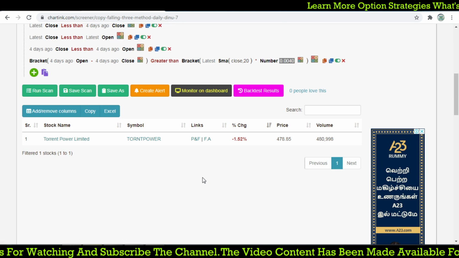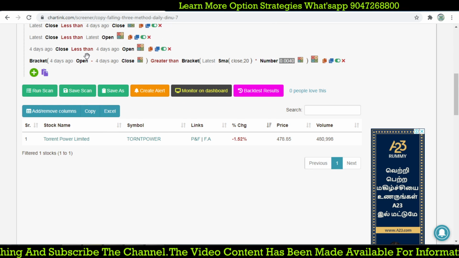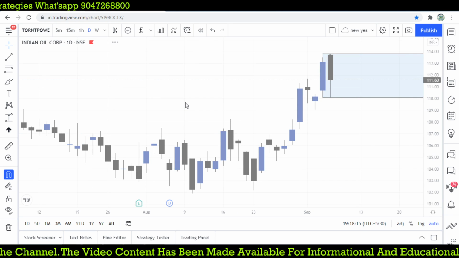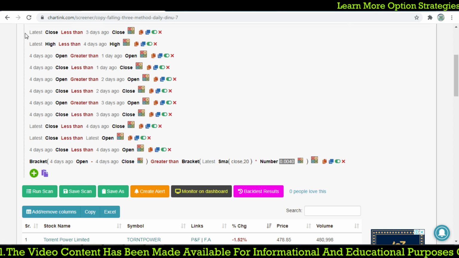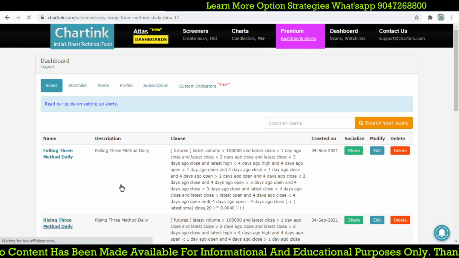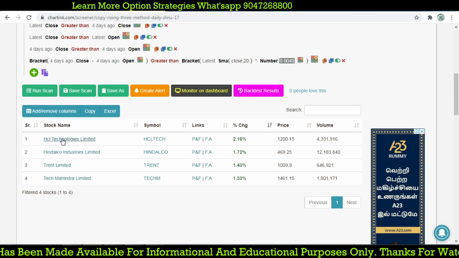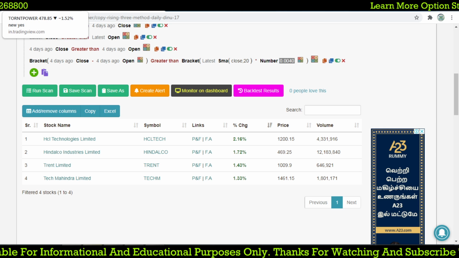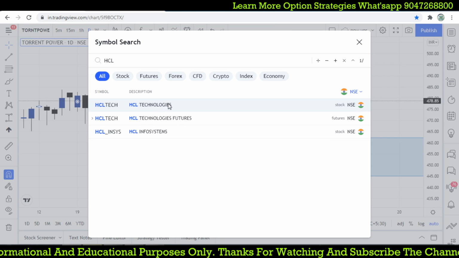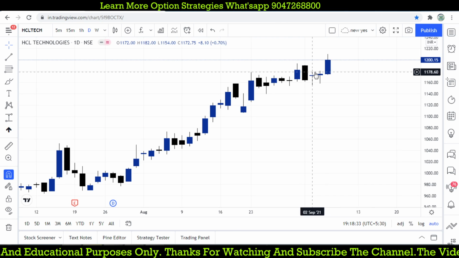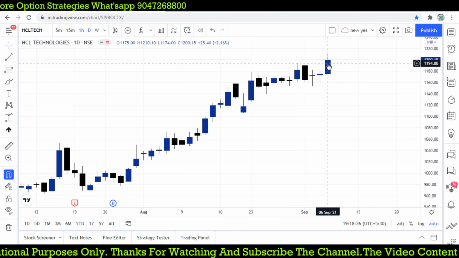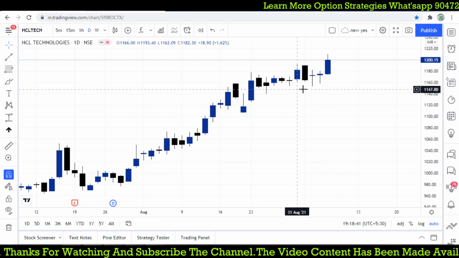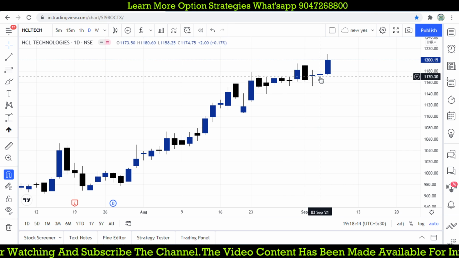If you find any stocks, Torrent Power, so let's go for the falling three method. Torrent Power, let's check it out. Not looking good. And for the rising three method, if you find any stocks: SCL, Hindalco, Trent, Tech Mahindra. So let's go for these stocks. SCL Technologies, falling three, 1, 2, 3, and it closed higher, and the stock keeps moving higher and higher. When this is a falling three, it does not look good. The three candles should all be red candles. So here there are 2 green candles.